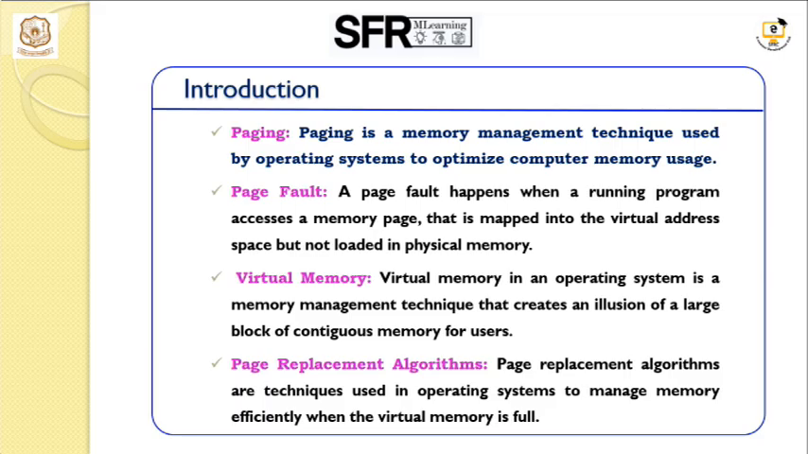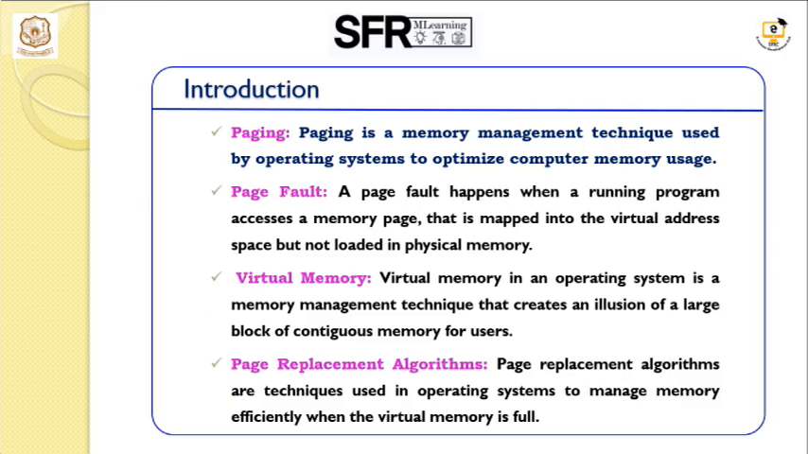The next one is the page fault. Page fault happens when a running program accesses a memory page that is mapped into the virtual address space but not loaded in physical memory. Before learning about page fault, we should know what is a virtual memory. A virtual memory is a technique that creates an illusion of large block of contiguous memory for users.